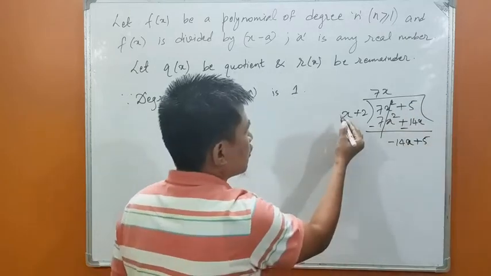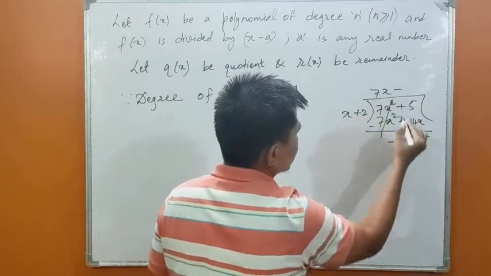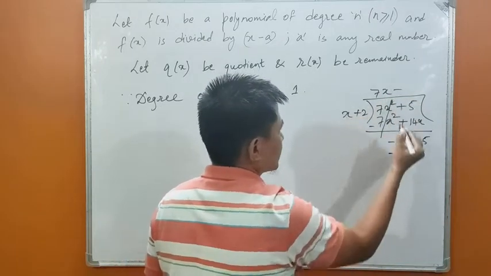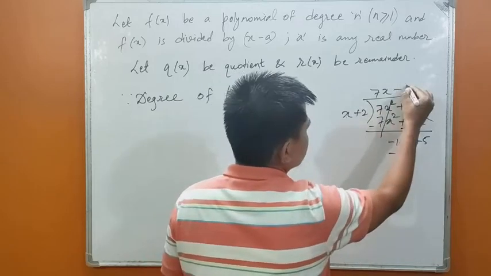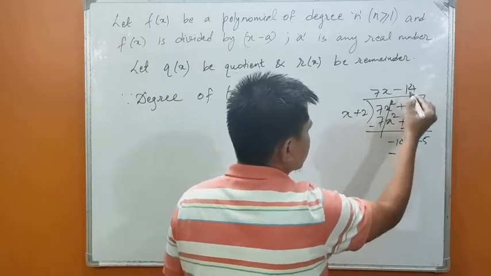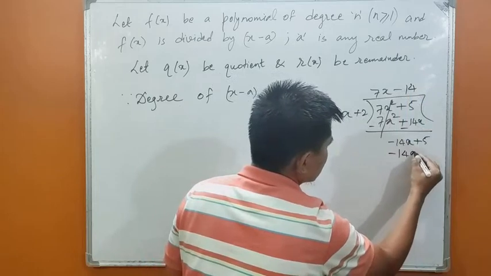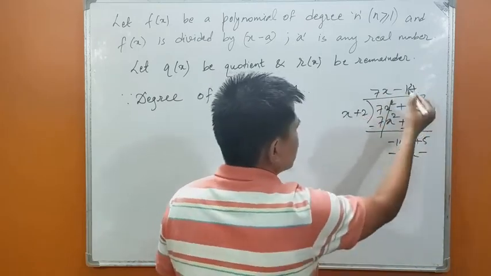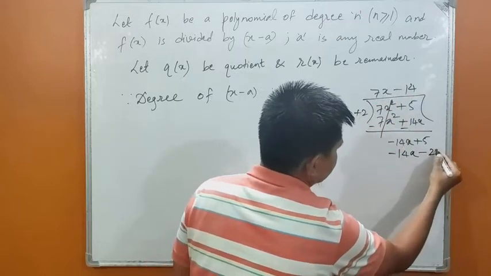Okay, now plus into minus is minus, the same sign should be here. Plus into minus is minus. X into 14 is 14x. Now minus into plus is minus. 14 into 2 is 28, isn't it?